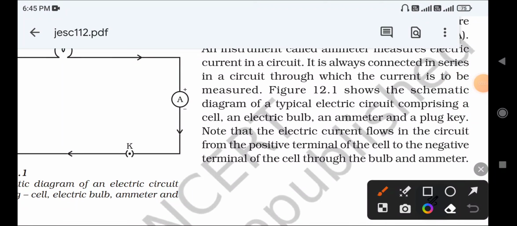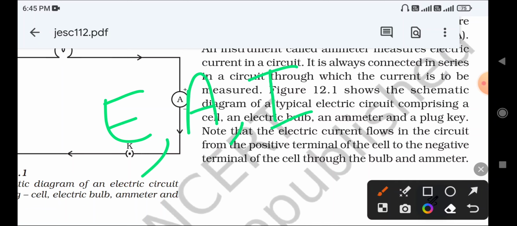In our previous video, we discussed the meaning of electricity and circuit, and how electric current is measured and how it is connected in a circuit. The SI unit of electric current is ampere. It is measured with an ammeter instrument. We discussed it in a detailed manner.